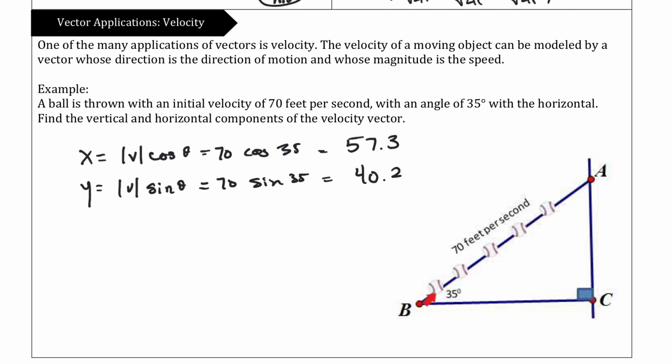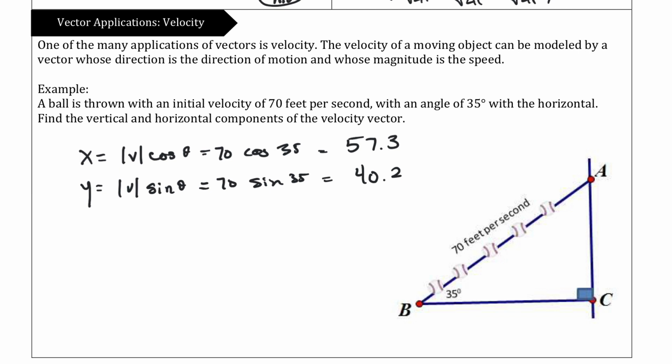We have a ball. The moment it leaves the player's hand, it's traveling at 70 feet per second at an angle of 35 degrees. Now, we know that physics comes into play. You've got air friction, you've got gravity. We're going to ignore all of those things for the moment, and we're really not going to go down that path much at all in this class. We leave that for physics.